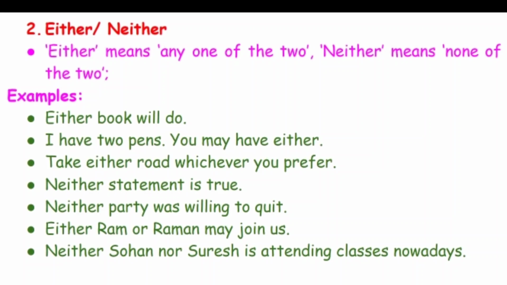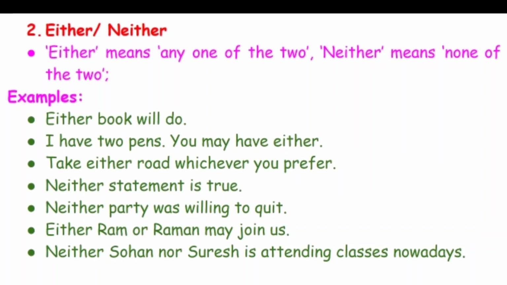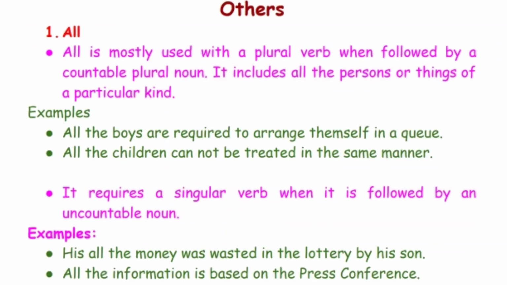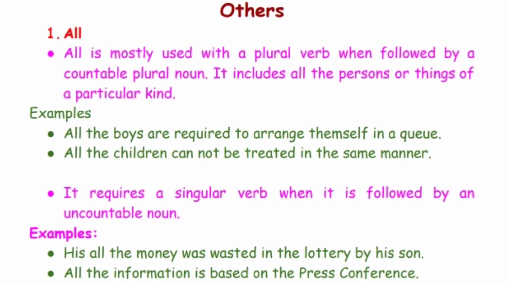So friends, after these distributives, we are in a position now to talk about the other determiners. And here, first of all, I am taking all. Now, first use of all. All is mostly used with a plural verb when followed by a countable plural noun. It includes all the persons or things of a particular kind.